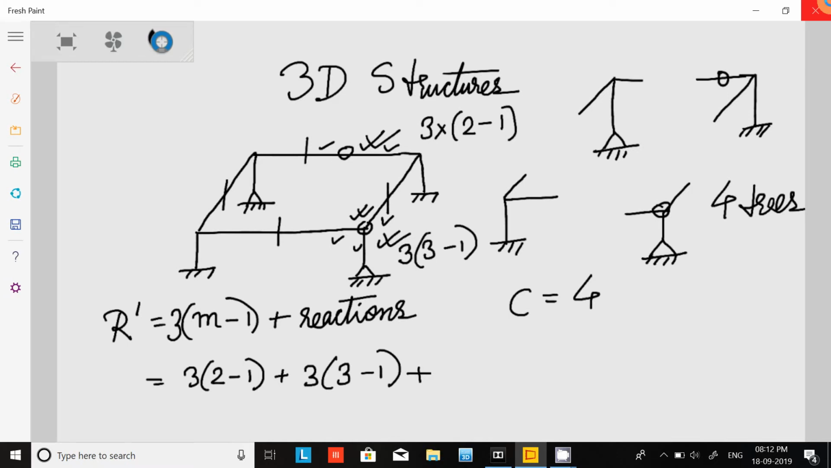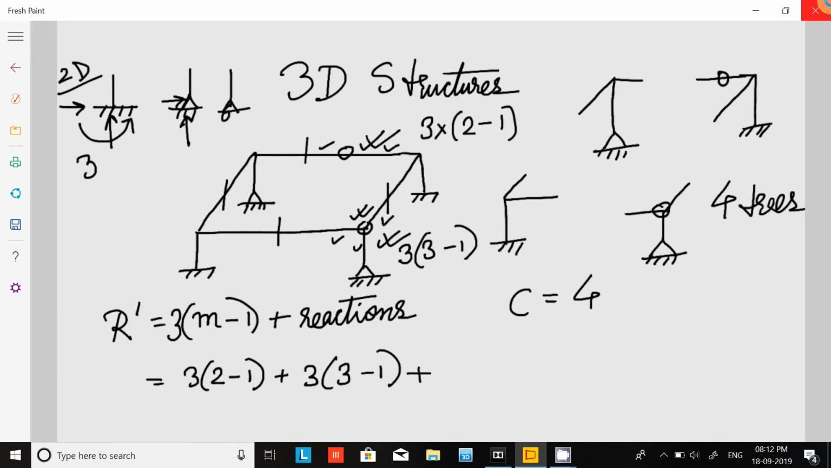You see here, initially in 2D structures, suppose this is a fixed point. So here 3 reactions for 2D, if we consider the 2D case, and for hinge it was 2 reactions, and for roller it was just 1 reaction. This is for 2D. So 3 reactions, 2 reactions, and 1 reaction.